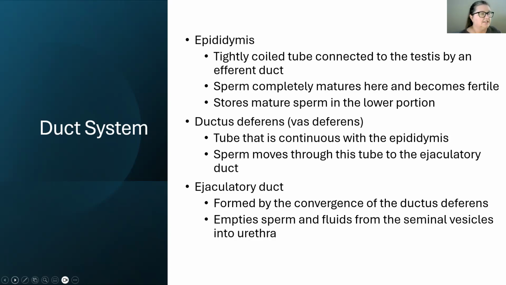Okay. The ductus deferens, or the vas deferens, as it is oftentimes called, is a tube that's continuous with the epididymis. And this is where sperm move through to get to the ejaculatory duct. So when the time comes, this tube allows the sperm to exit its storage area and get into the ejaculatory duct, which is formed by the convergence of the ductus deferens and the seminal vesicles, and empties the sperm and fluids into the urethra so they can escape the body.